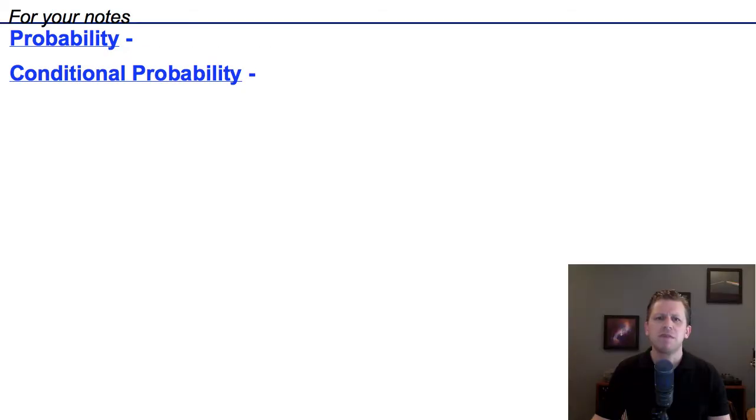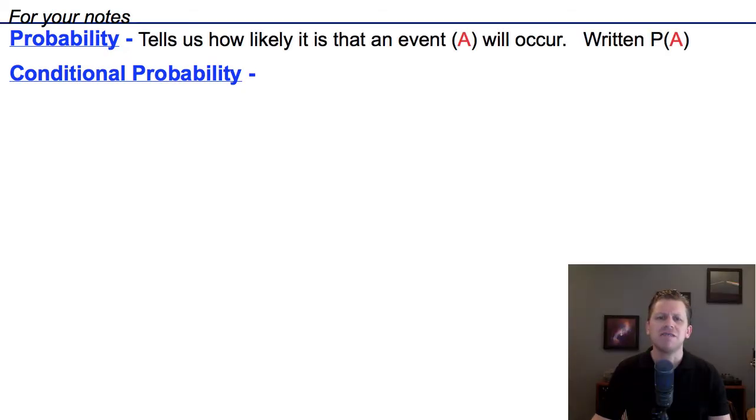We had defined probability as the likelihood that an event occurs, and we write that as the probability of event A, regardless of what event A is. It could be the probability that the Giants win the Super Bowl. It could be the probability that we get an A on our test. It could be the probability that it rains tomorrow.